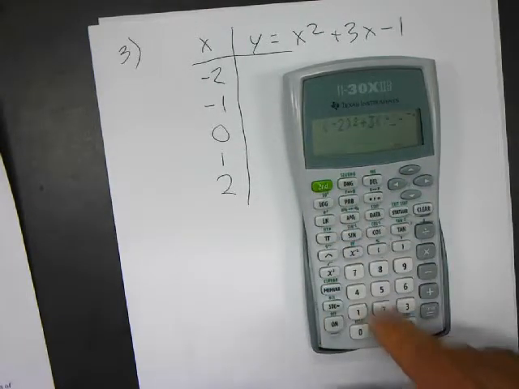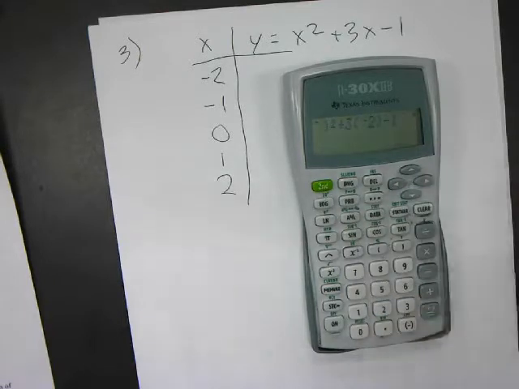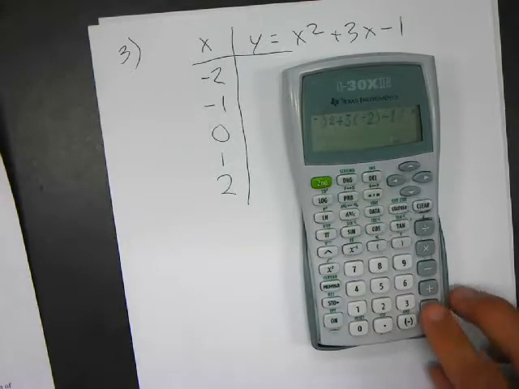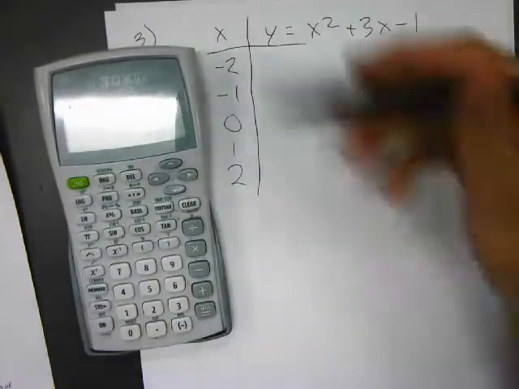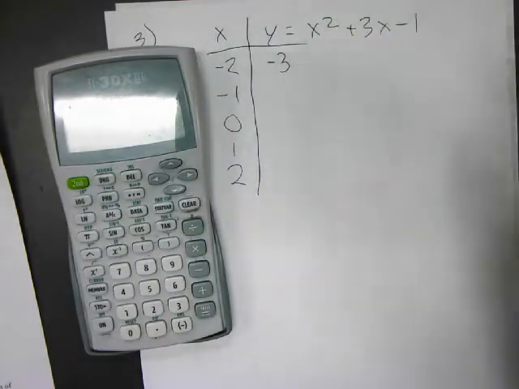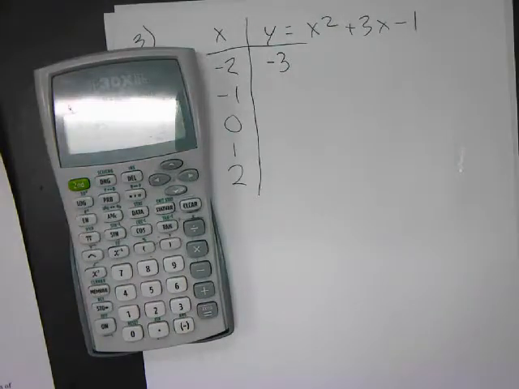And then I'm going to put in -2 here. Okay, so there's the whole thing. Press equals. We get -3 for that. Okay, now I want you guys to be able to put this in your calculator, but I also want you to be able to figure it out by hand.